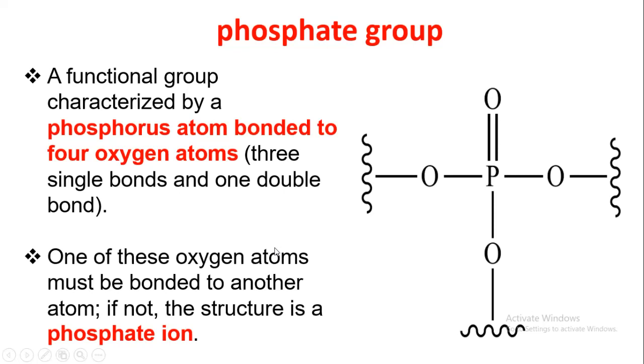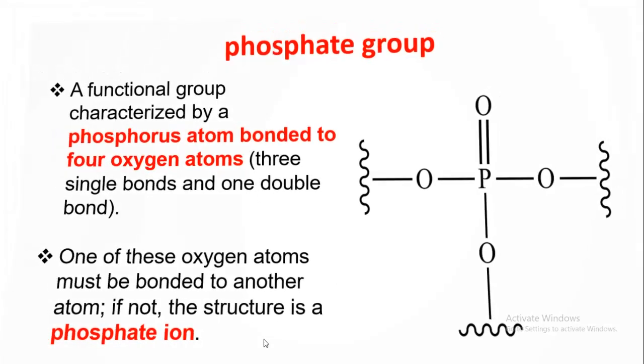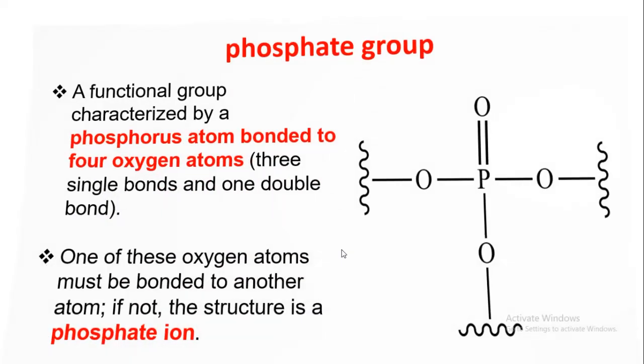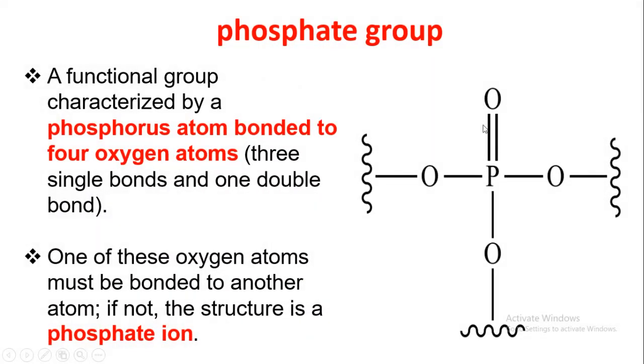In a case whereby this has no double bond, whereby all of them are single bonds, then it's not a phosphate group, but it is a phosphate ion. So this is where the charging is coming from. Okay.